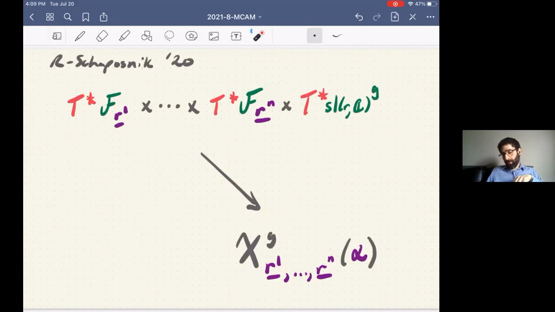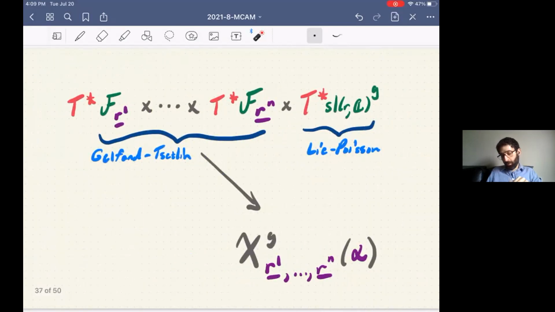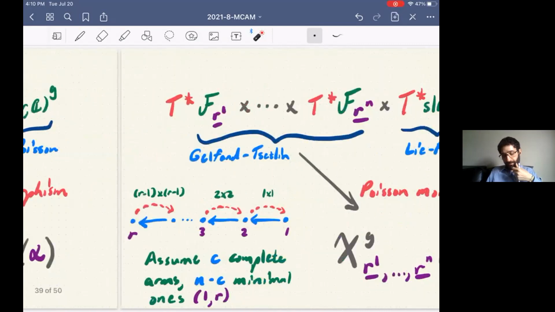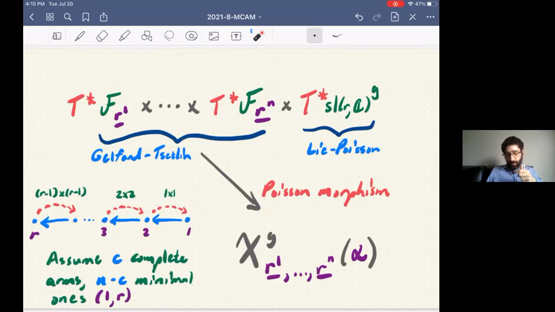But the main result here is that, remember, we did this reduction in stages. I had this product of cotangent bundles of partial flag varieties, and also this SL(R, C) part tacked on from the loops. And we did reduction. This is actually a Poisson morphism. And this admits an integrable system of so-called Gelfand-Tsetlin type, and then you have the standard Lie-Poisson system here. And you can ask the question: do these descend to give you an integrable system, a completely integrable system on the hyperpolygon space? And under some mild assumptions, the answer is yes.